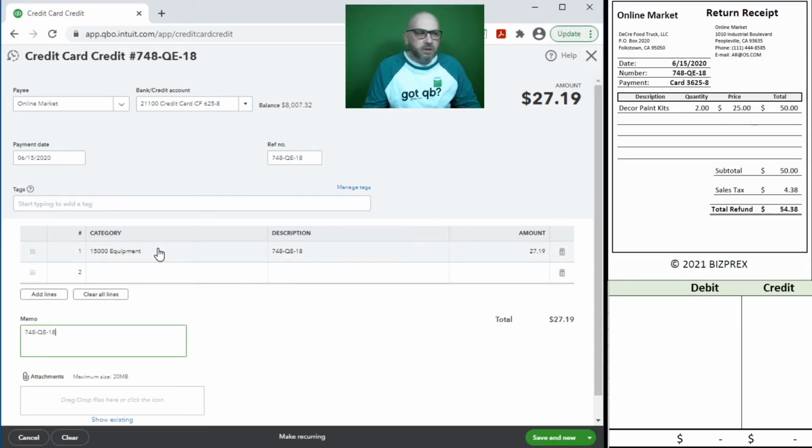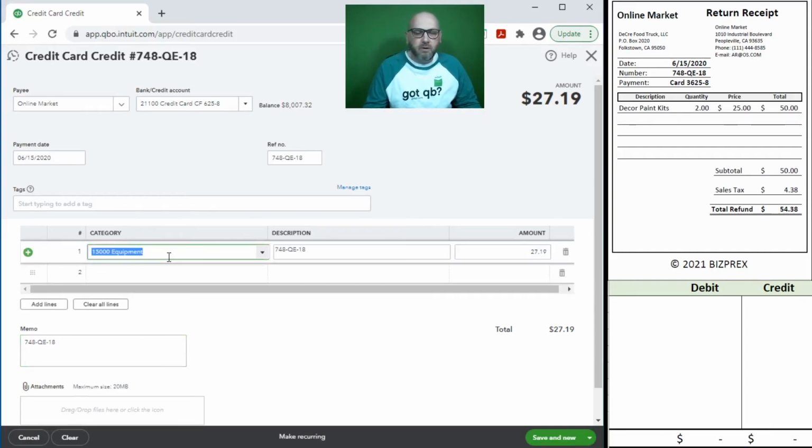All right, so in this case, we're returning our DeCre painting kits that we purchased for 4th of July. I believe we purchased some extra ones that we didn't end up using, so we can return them and get our money back. So that was our advertising and promotion expense. So we will reduce that expense, right, because we're returning, so we're not incurring it.